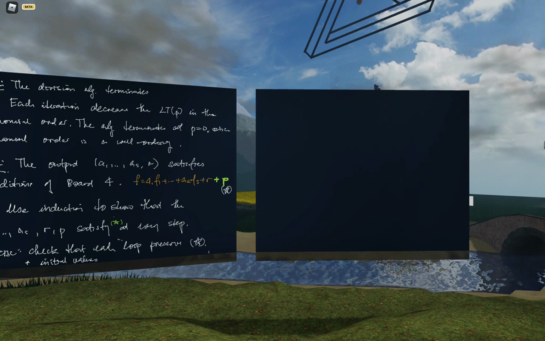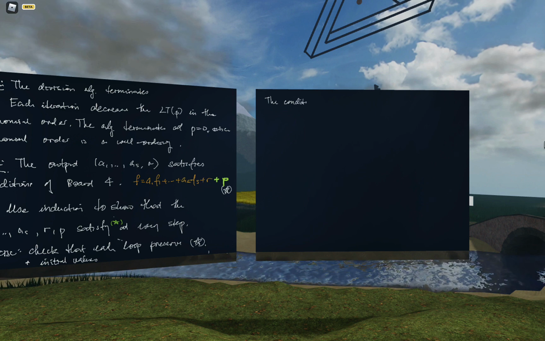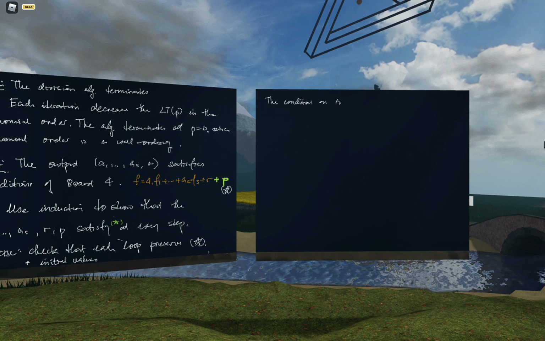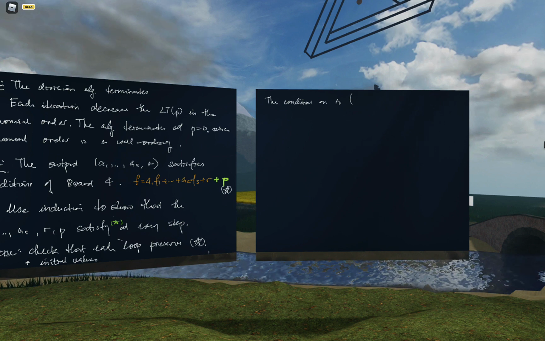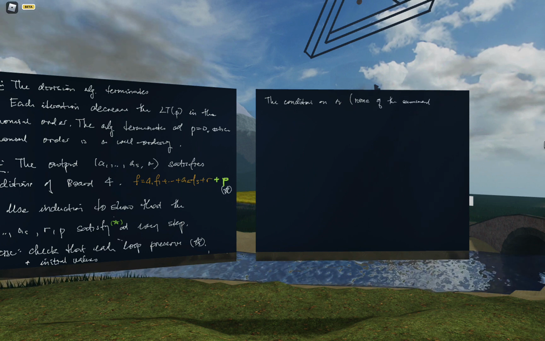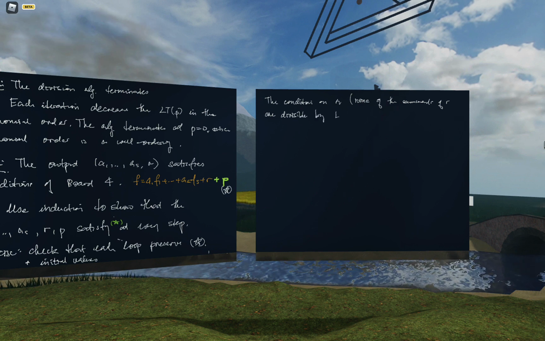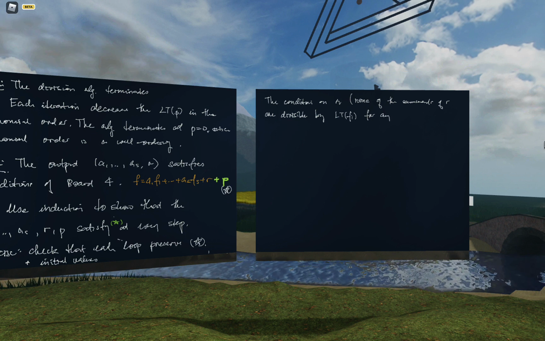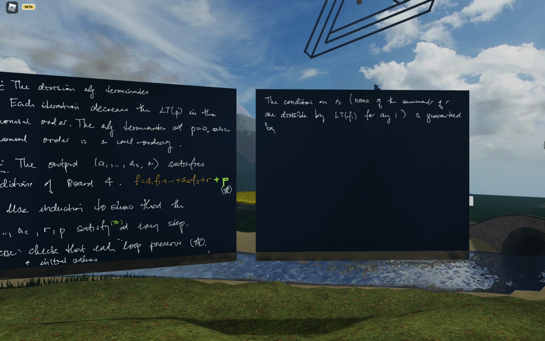So I'm going to write the condition on R. This is that none of the summands of R are divisible by LT(F_i) for any i. I guess it's guaranteed by construction, by a second if condition. Well, is that right? Yeah.